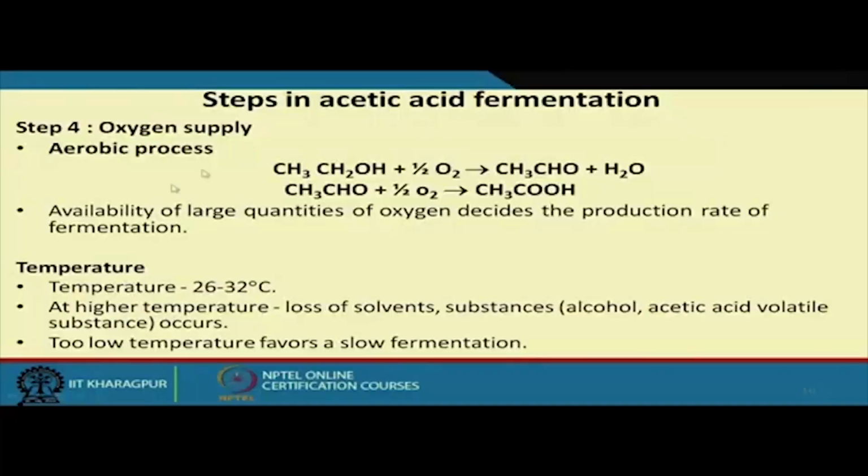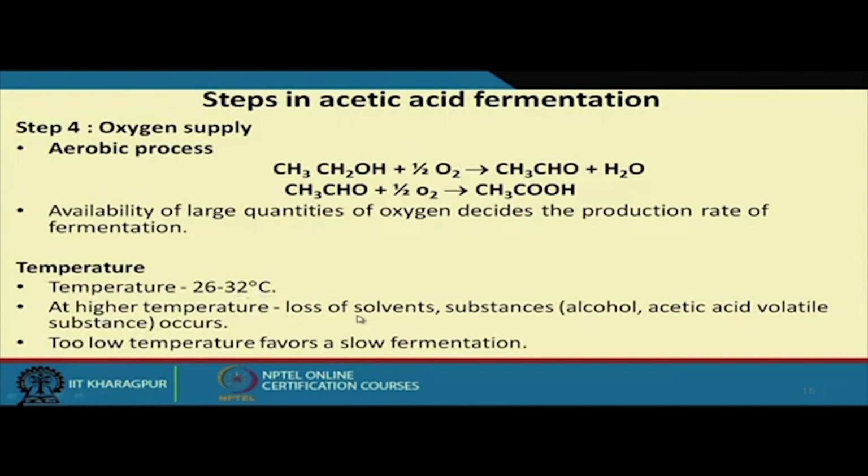And then oxygen supply. As I told you, oxygen is very much required, because this is an oxidation process. The ethanol is oxidized to acetaldehyde, and acetaldehyde is oxidized to acetic acid. The availability of a large quantity of oxygen decides the production rate of the fermentation. Temperature is 26 to 32 degrees centigrade.